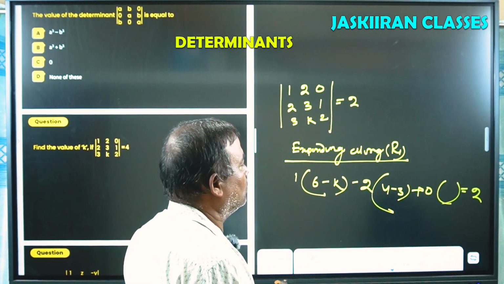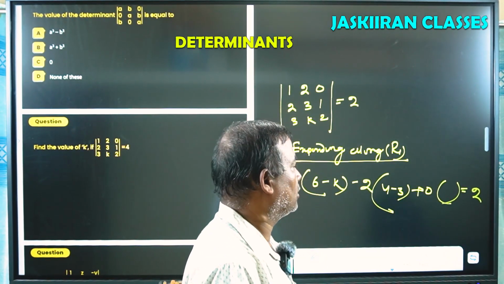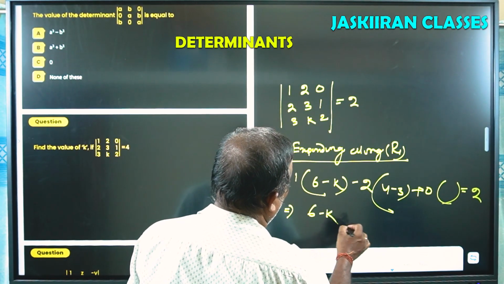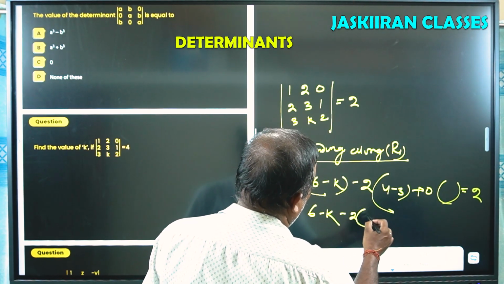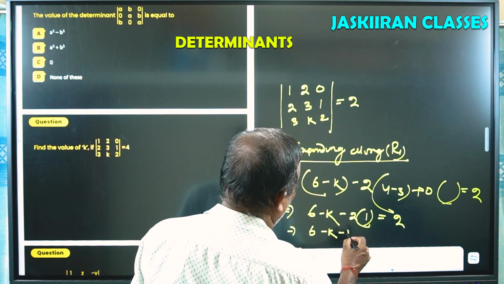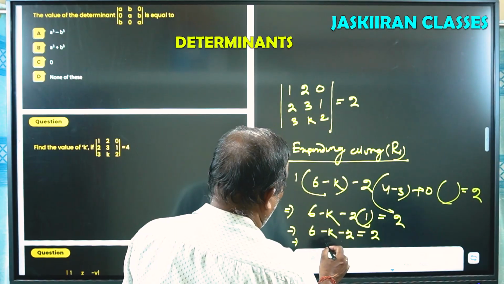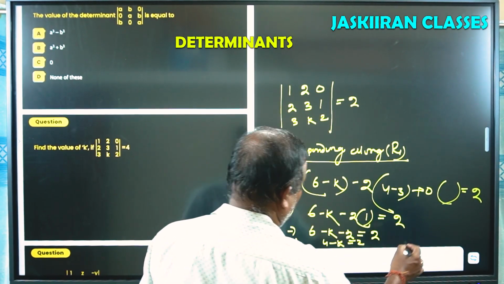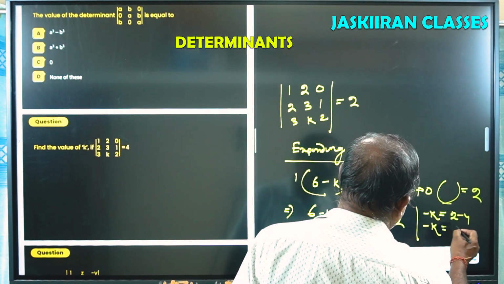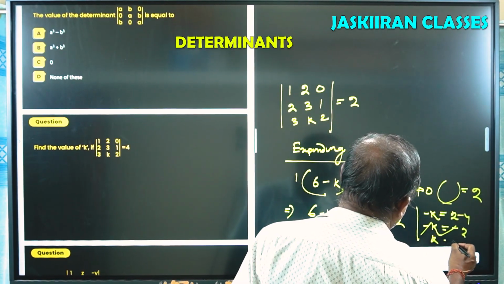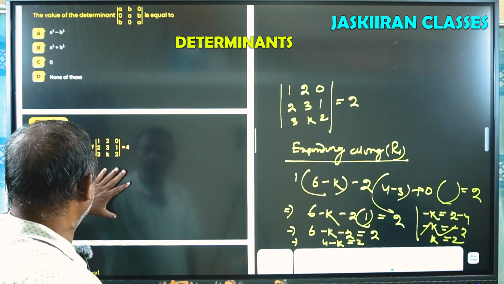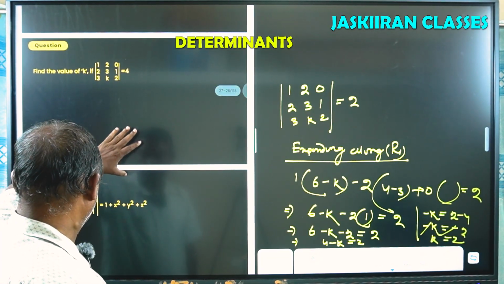The term 0 into something is not required to find the value, as it is always 0. So now we get 12 minus K minus 8 equal to 4. That is 4 minus K equal to 4, so minus K equal to 0... That is, K equals the required value. That is the solution of the third order determinant given by the value of K.